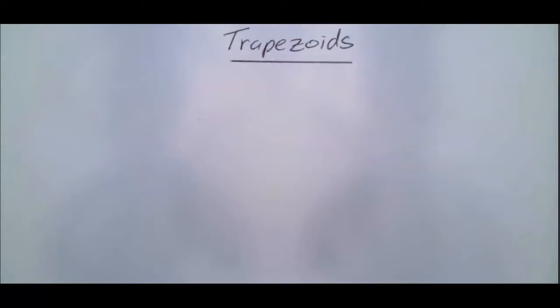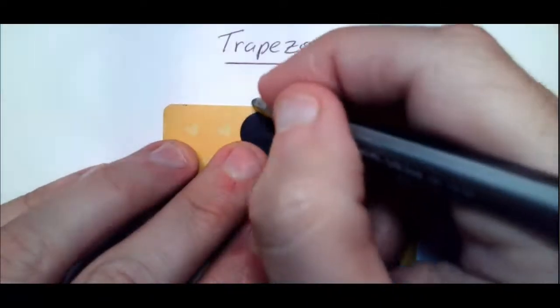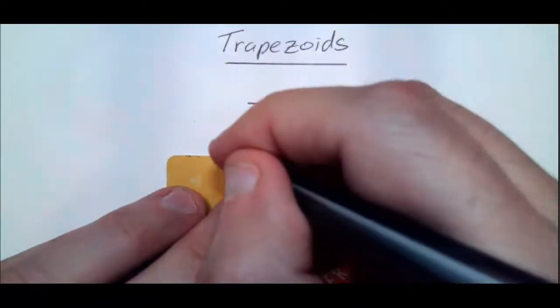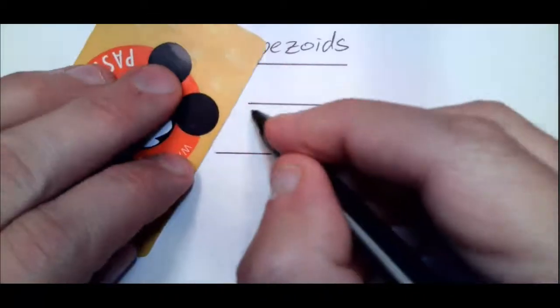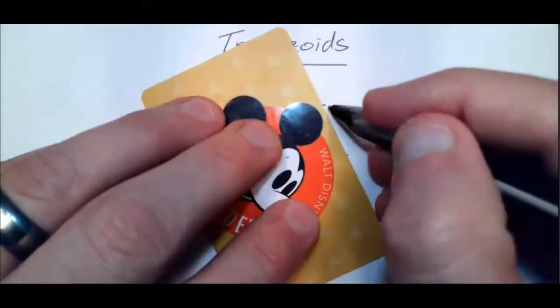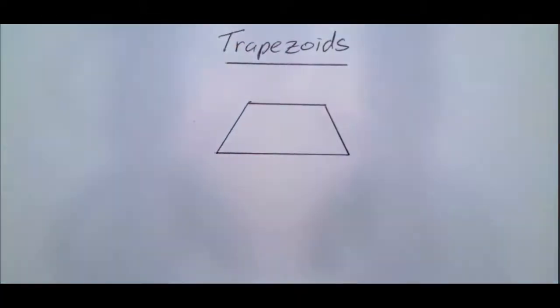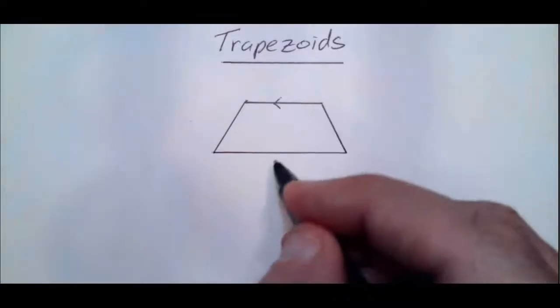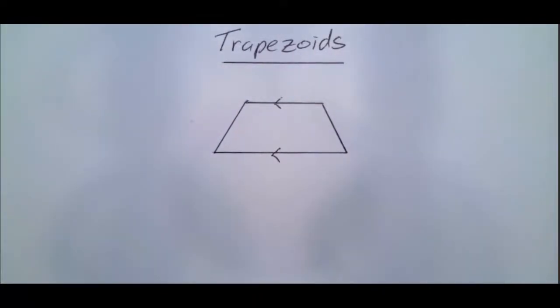So, the trapezoid, if y'all remember from last week, is a four-sided quadrilateral with one pair of parallel sides. So let's go ahead and draw us a trapezoid. Now, if you notice in this trapezoid, we have exactly one pair of parallel sides.